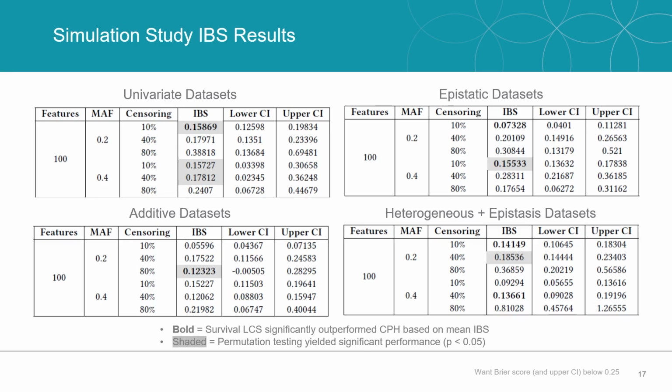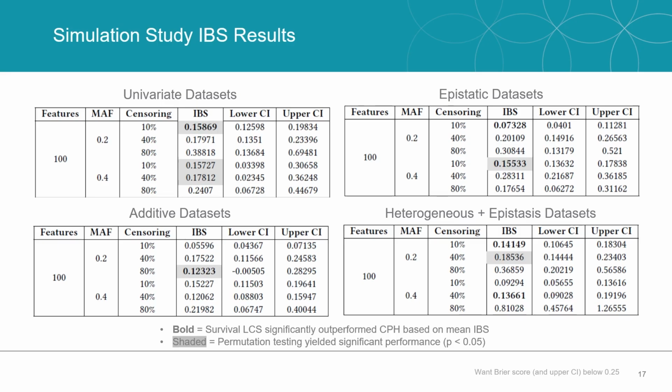To summarize the results, first and foremost, we found that all confidence intervals for IBS overlap between Survival-LCS and the Cox proportional hazard model, suggesting that while Survival-LCS wasn't doing a better job predicting survivorship, its performance was on par at least with Cox proportional hazard model.